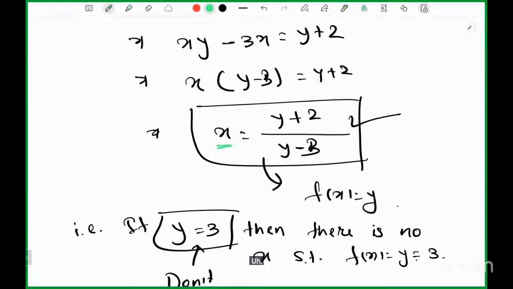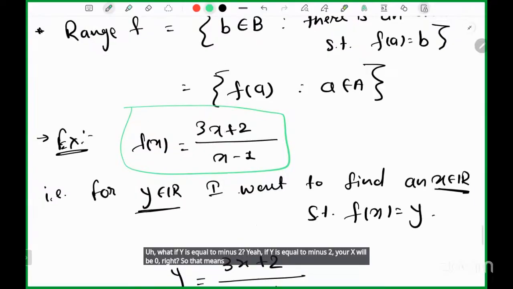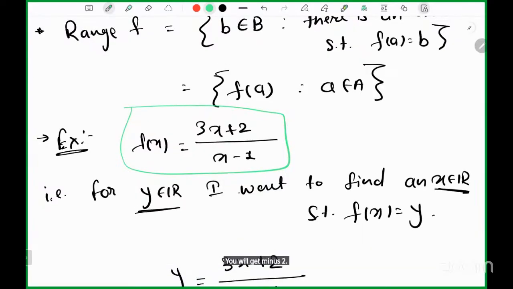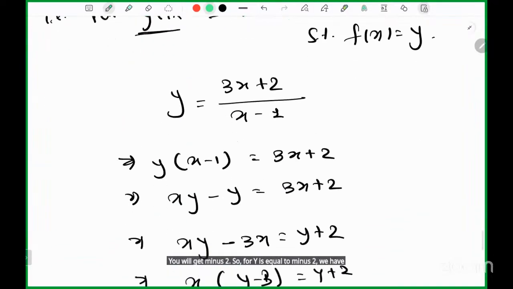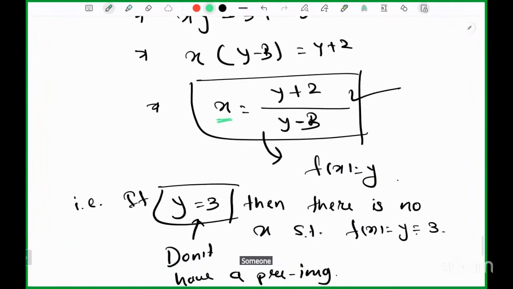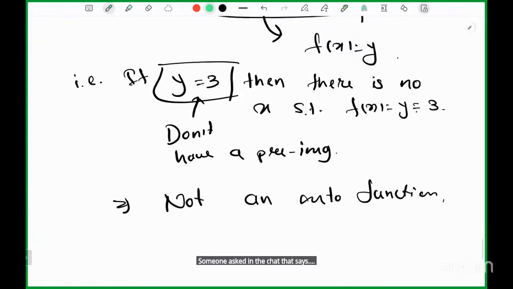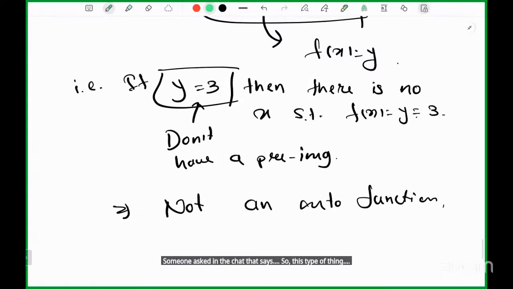What if y is equal to minus 2? Yeah, if y is equal to minus 2, your x will be 0, right? So if you just substitute x equal to 0 here, you will get minus 2. So for y equal to minus 2, we have a pre-image. Someone asked in the chat, that's why I asked. So this type of thing will work only if you can reverse the relation between x and y, but it generally need not be true.